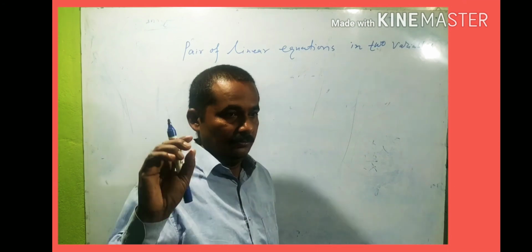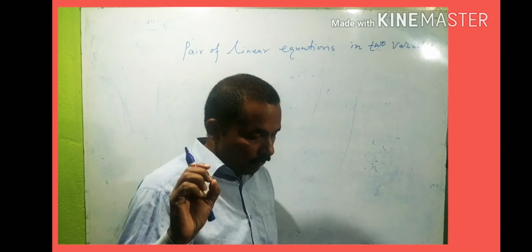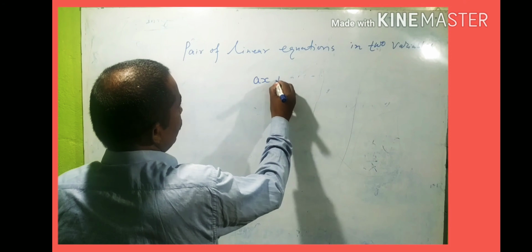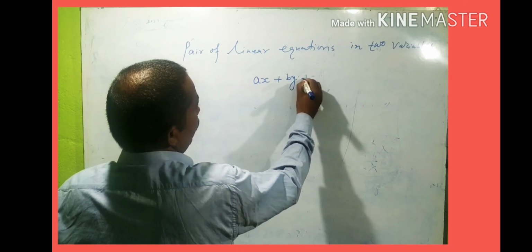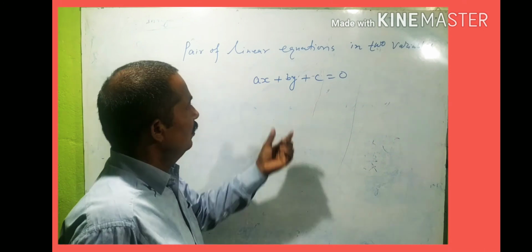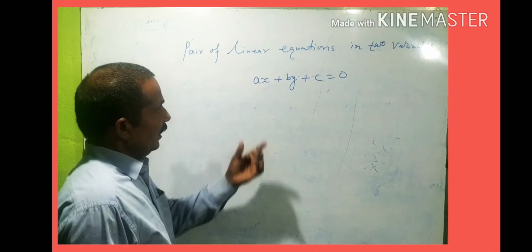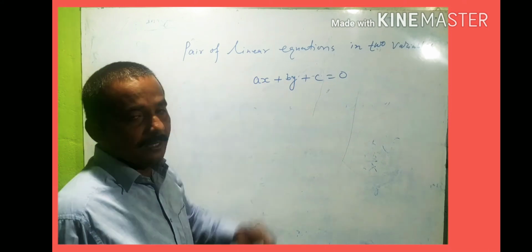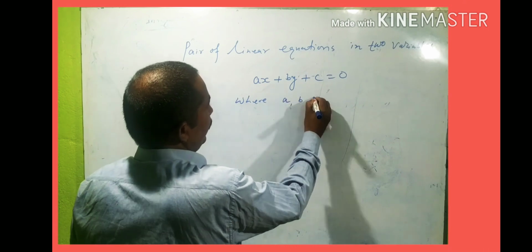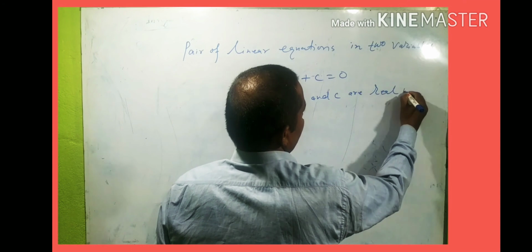And the most common form of linear equation is ax plus by plus c is equal to 0. This is the most common form of linear equation. And here a, b, c are real numbers, where a, b and c are real numbers.